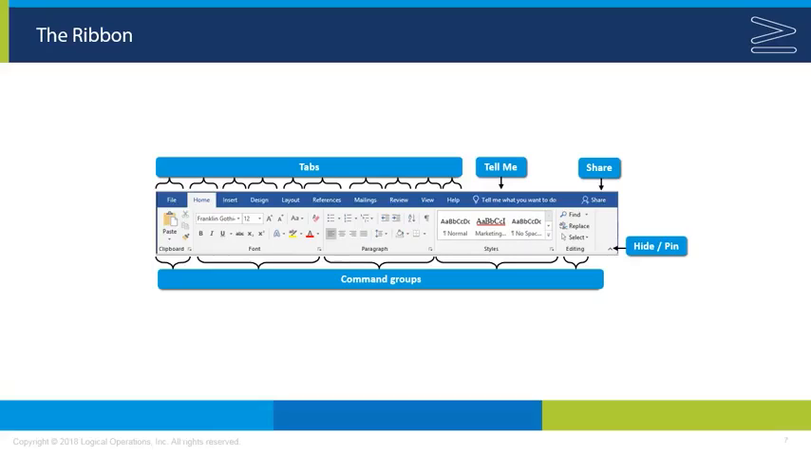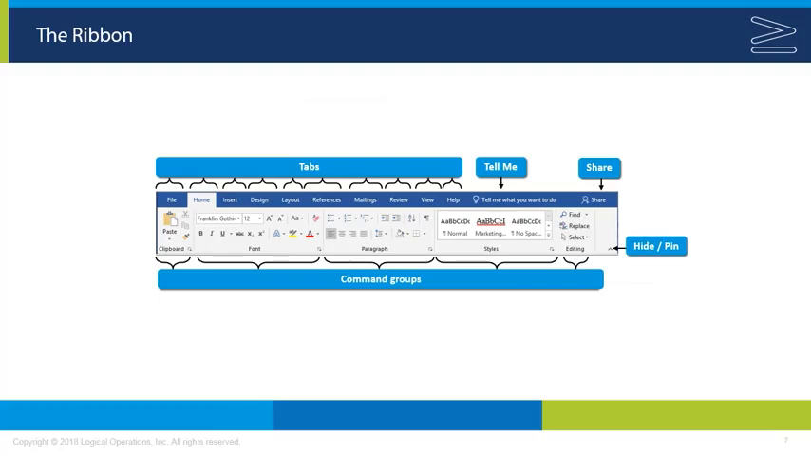The ribbon is really what it's all about. The ribbon was a replacement for the old toolbars and menus and submenus, and part of the reason that they went away from it is because those menus and submenus hid your different options. You could not see your options as easily as you can on the ribbon.